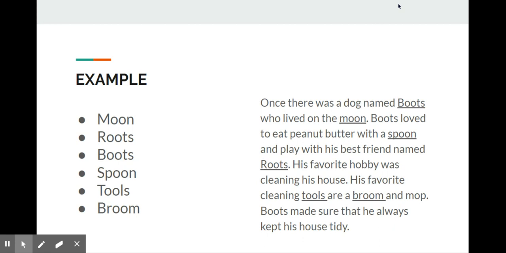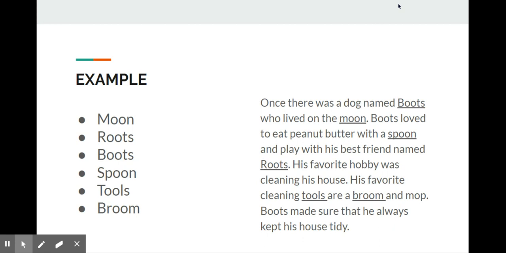Once there was a dog named Boots who lived on the moon. Boots loved to eat peanut butter with a spoon and play with his best friend named Roots. His favorite hobby was cleaning his house. His favorite cleaning tools are a broom and mop. Boots made sure that he always kept his house tidy.